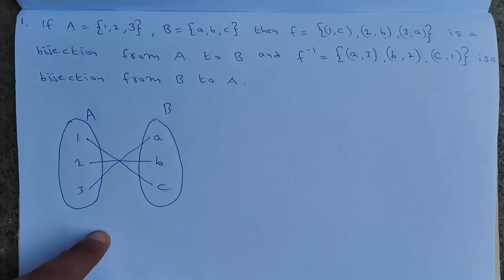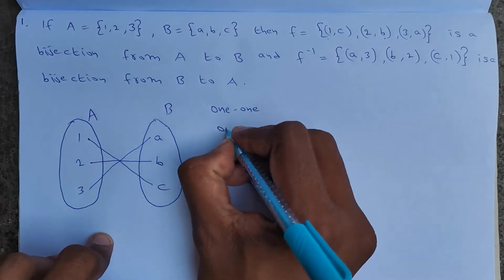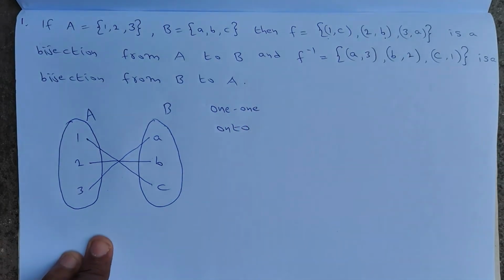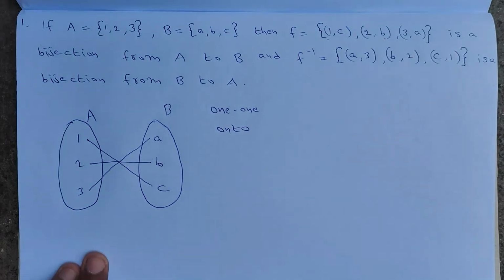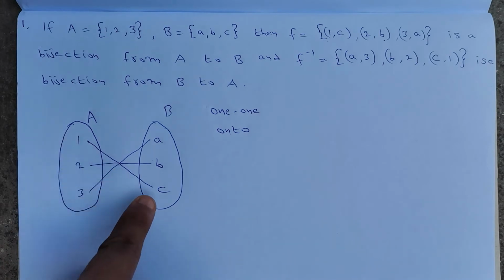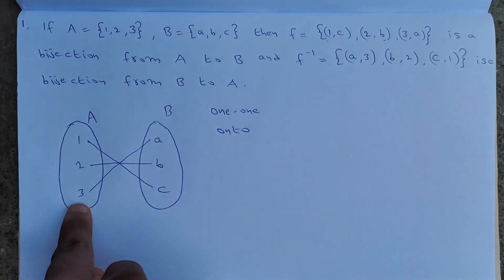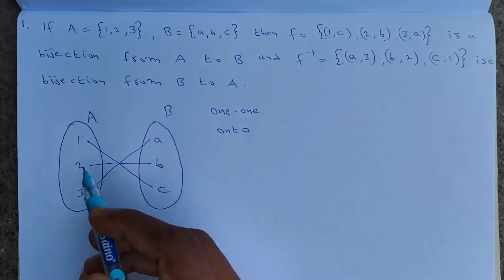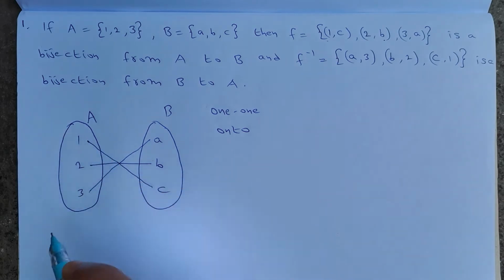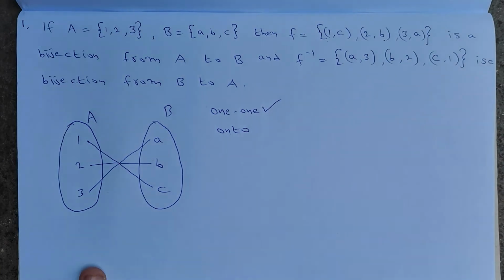To be a bijection, the function should be a one-one function as well as an onto function. If a function is one-one as well as onto, then only it is called a bijection. So first let us check how this function is one-one. 1 is connected to only one element c. 2 is connected to only one element b. 3 is also connected to only one element a. Every element of set A has only one image from the set B. So this function is one-one.